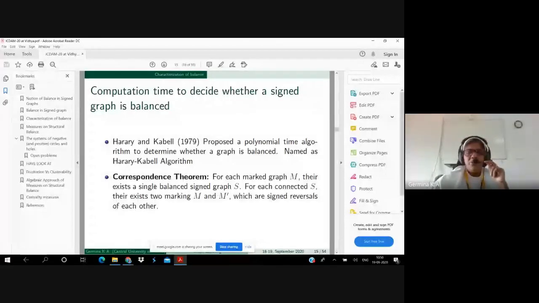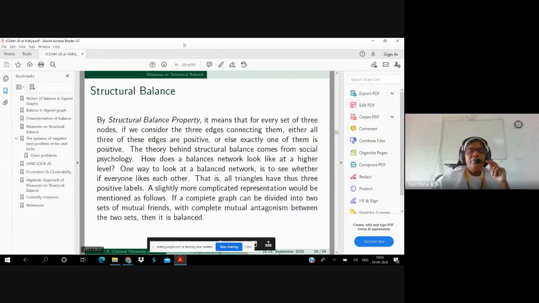There is a correspondence theorem also. For each marked graph M, there exists a single balanced signed graph S. That is, for each connected S, there exist two markings M and M dash, which are sign reversals of each other. So with this, we will go to the definition of structural balance, and we will come back to the computation a little more, and then we will go to how to measure this imbalance also. What do we mean by structural balance? This is very important in the sense that social psychologists all use this structural balance.